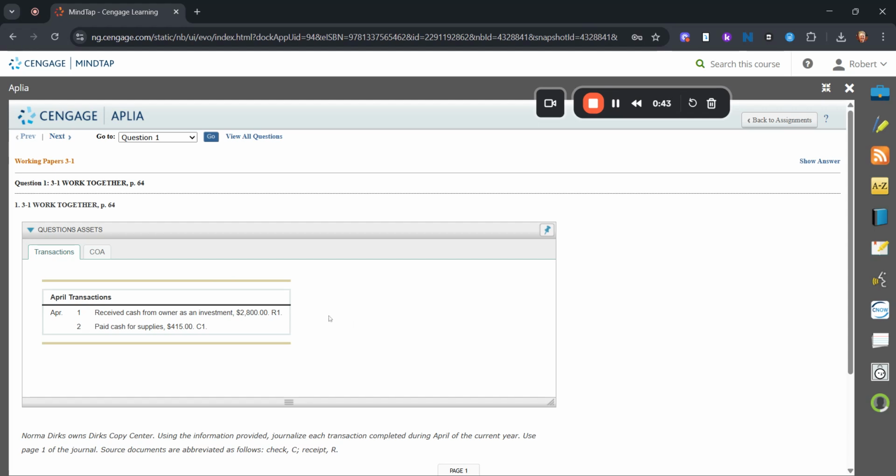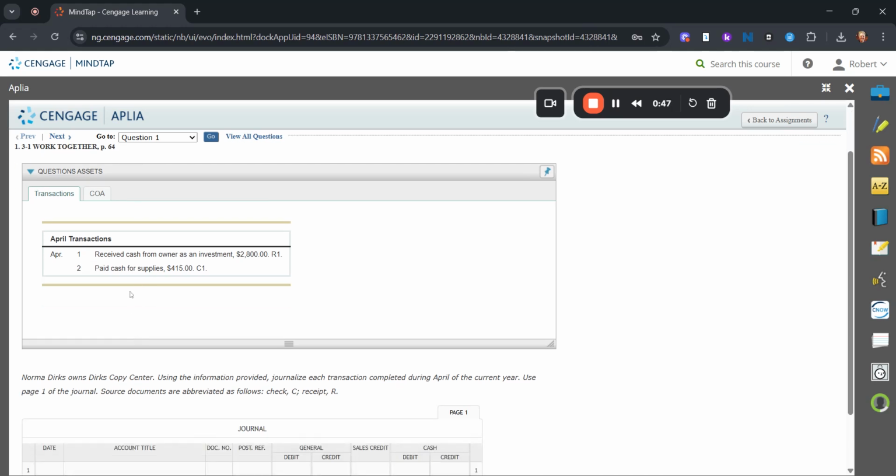So what we have here to start out with in the 3-1 work together, we have two transactions. And as was explained in the previous worksheets, each transaction affects two different accounts. So our first transaction: received cash from owner as an investment, and our second transaction, on April 2nd: paid cash for supplies.